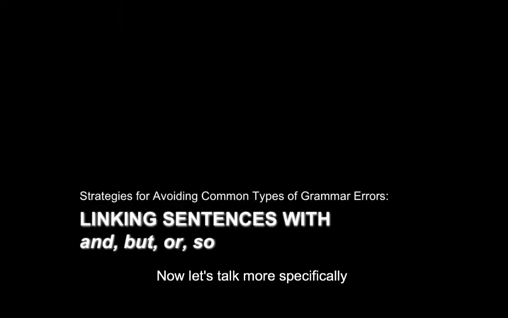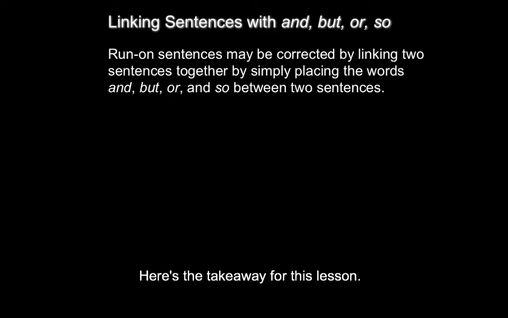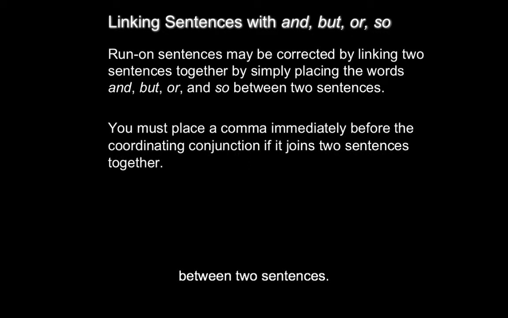Now let's talk more specifically about how to link sentences with and, but, or, and so. Here's the takeaway for this lesson. Run-on sentences may be corrected by linking 2 sentences together by simply placing the words and, but, or, and so between 2 sentences. You must also place a comma immediately before these words if they join 2 sentences together.